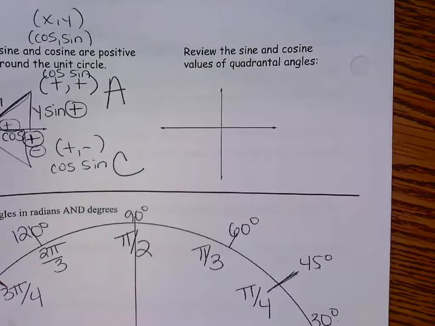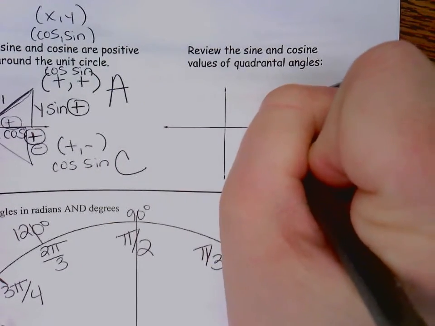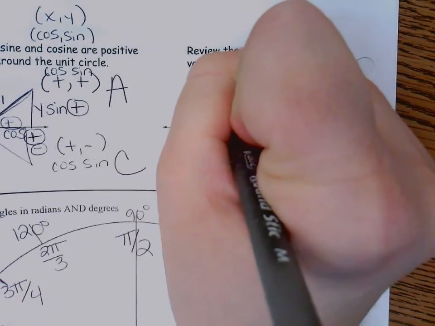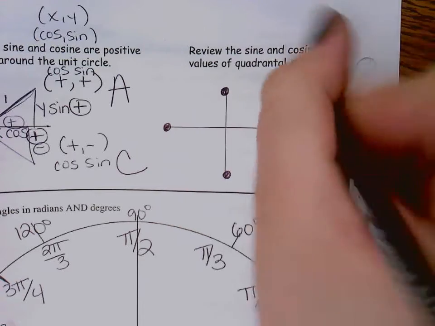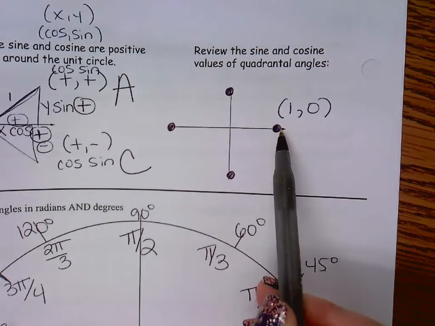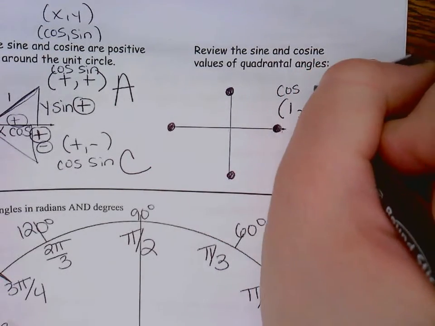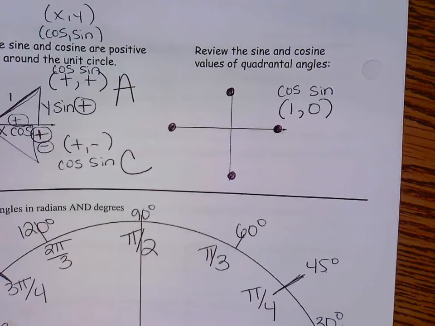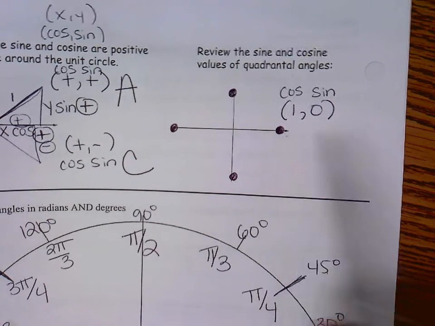And then this says review the sine and cosine values of quadrantal angles. That's when you take the coordinates of the actual unit circle and refer them to sine and cosine. So this coordinate is 1, 0. I'm 1 unit away from the origin on the x-axis. So that actually gives you the cosine and sine values of 0, or of 2 pi, or of 360 degrees.